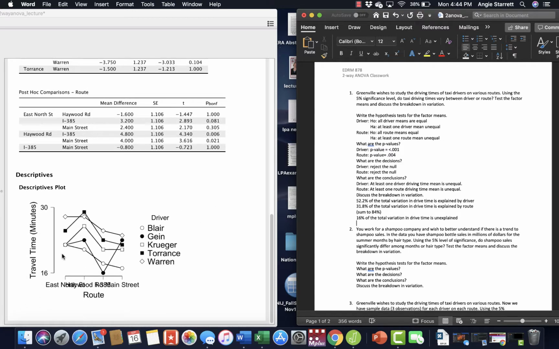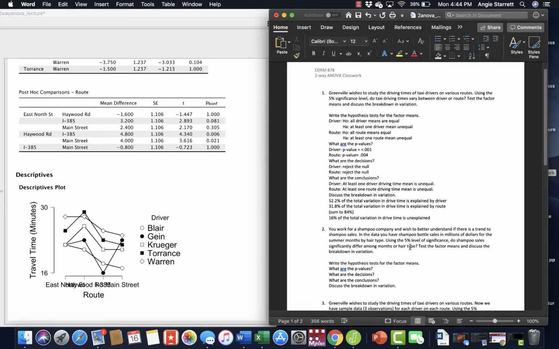All right, and so here's a plot that just looks like a big hot mess, but I wanted you to see how you could plot both of these on a single graph. It's not going to be as important until we actually have our interaction data available to us. All right, let's go to the next problem.